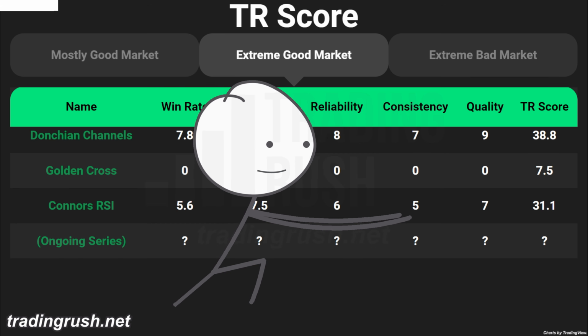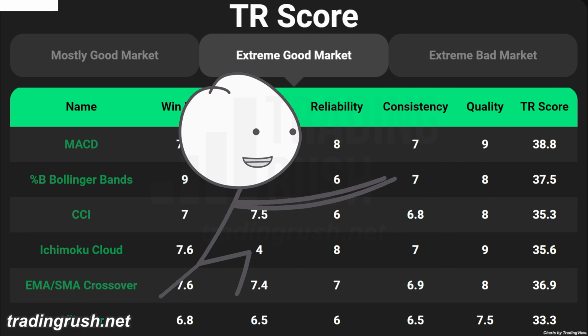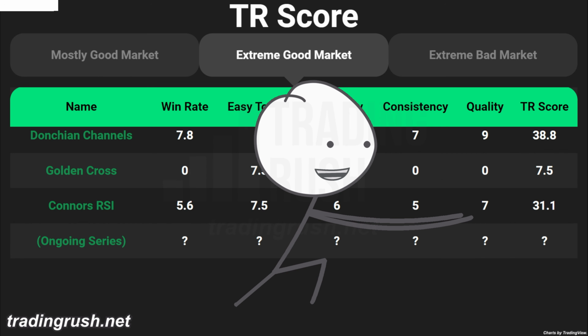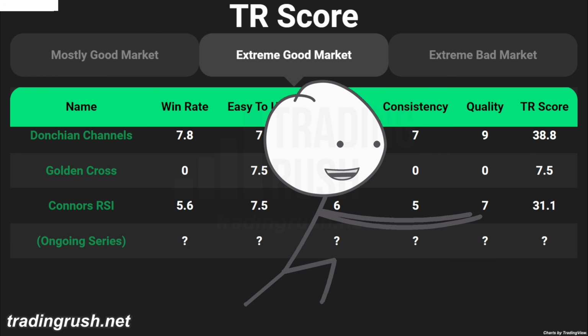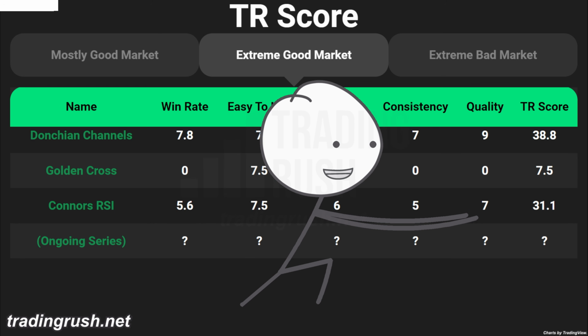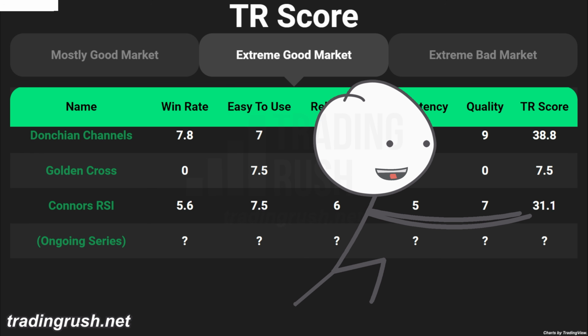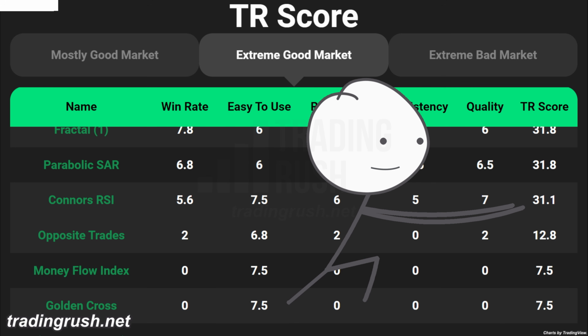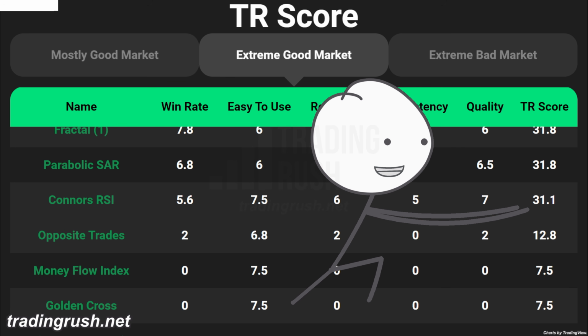That's not a good sign. The profit graph of many other strategies was going more continuously in the upward direction. It gets a 7 out of 10 in the quality of trades category. Most of the entry points it gives are near the end of the pullback, which is a good thing in a trending market. This brings the total TR score to 31.1. It ranks 13th from the top. So, it's not that good of a strategy, even though it is profitable in the extremely good market.